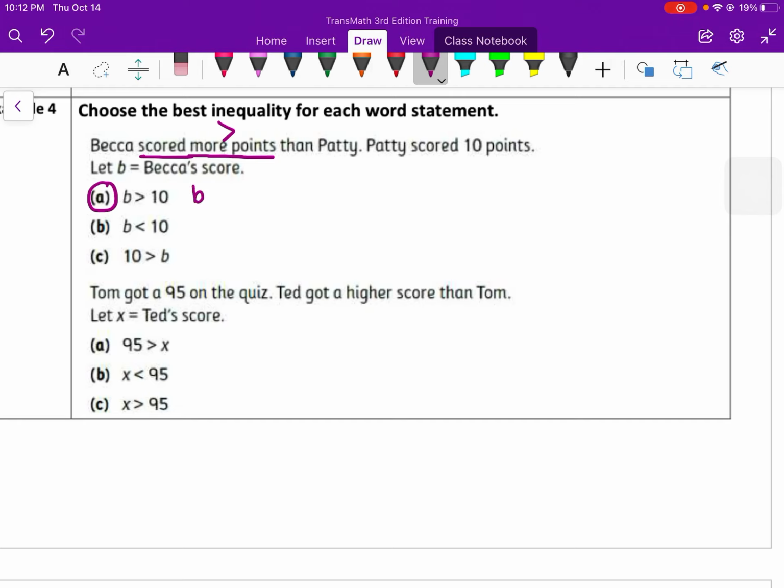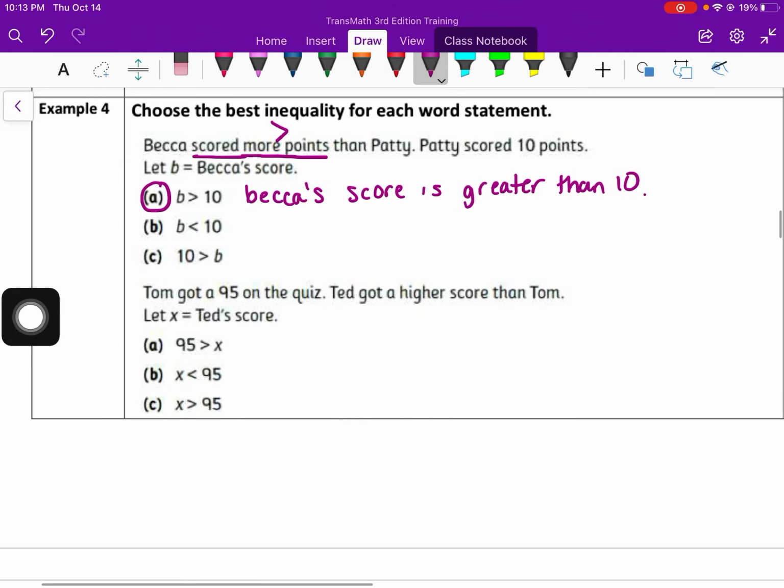So this is Becky's score. Or I'm reading this wrong. Becca's score is greater than 10 is what this first one reads. The next one, B, reads that Becca's score is less than 10. And then this one reads that 10 is greater than Becca's score. So B and C are saying the same thing essentially.